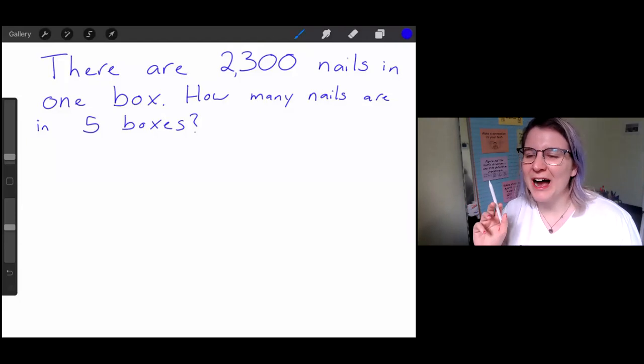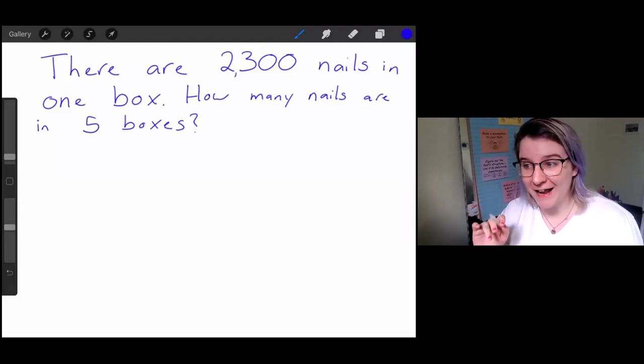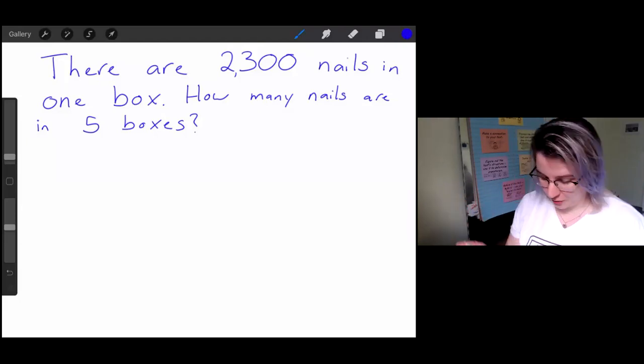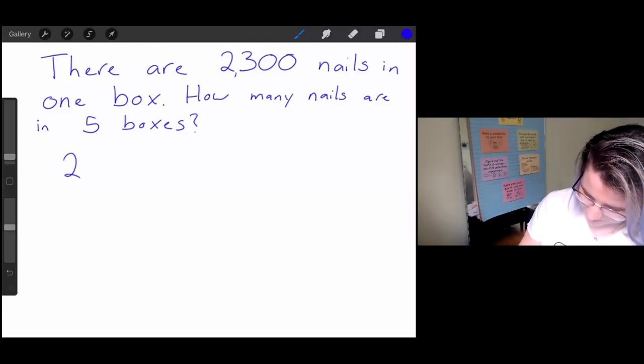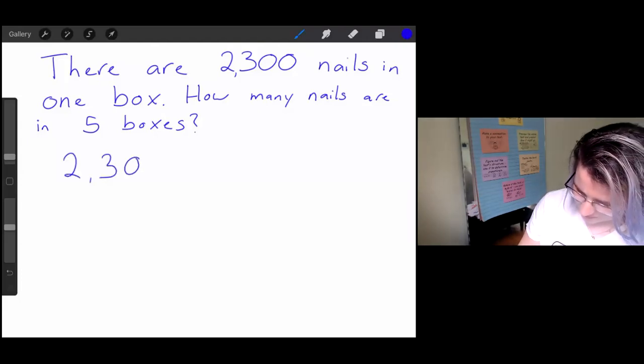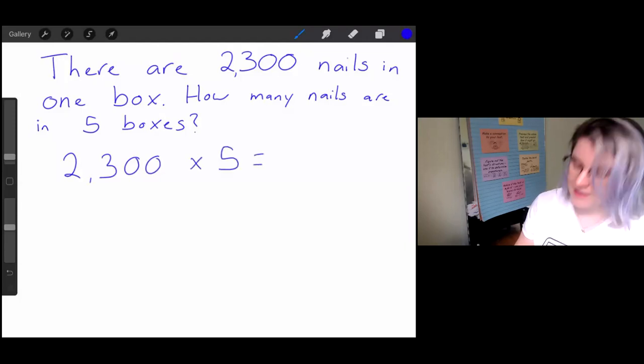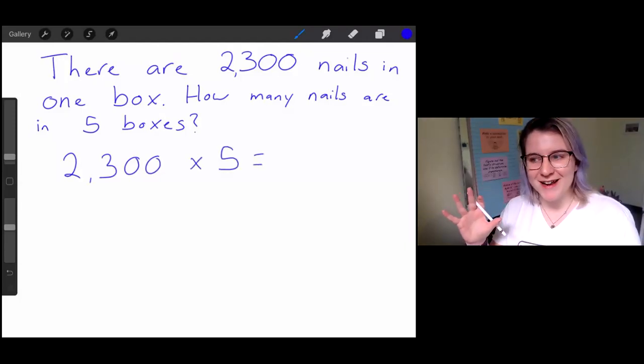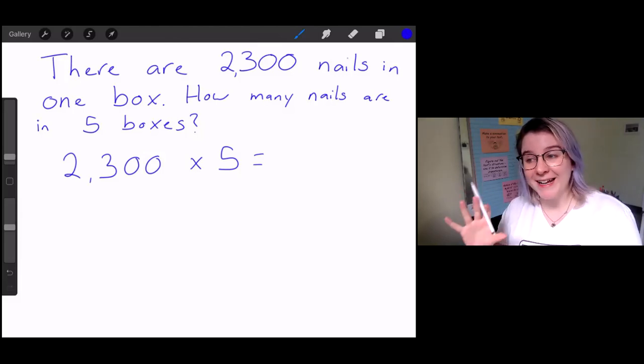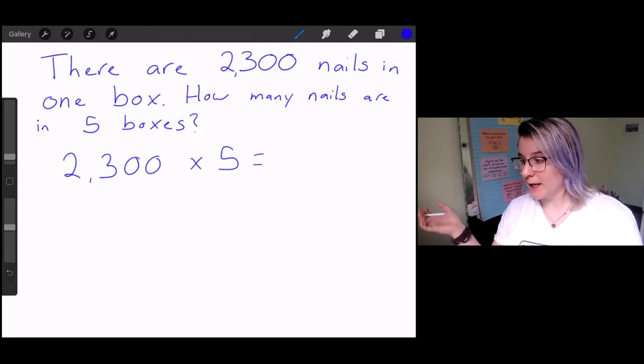We need 2,300 times, or in other words, 2,300 times 5. Now, do you remember what we talked about in math earlier this week? Because we've talked about breaking down big numbers so that they're easier to think about. So how can we do that here?